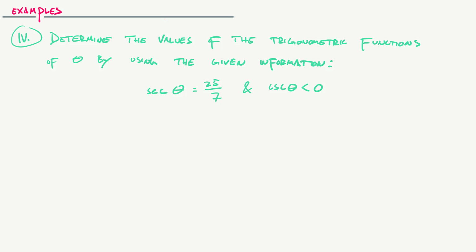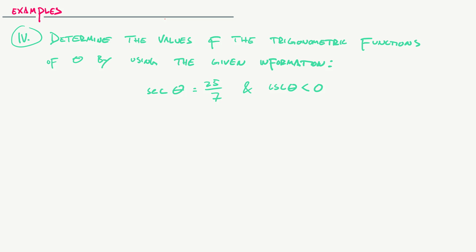Here's another thing we can do, and this one's a little bit more involved. It's something that we have done before, but now we can use all the trig functions. So it says determine the values of the trigonometric functions of theta by using the given information. So we know that the secant of theta is 25 sevenths, and we also know cosecant theta is less than 0.